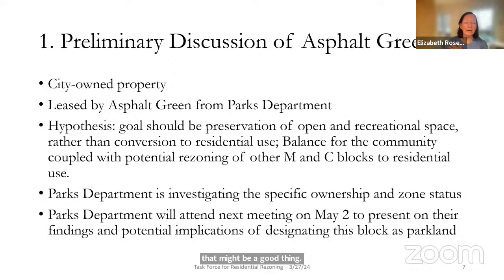I don't think anybody, certainly not the goal of this task force, is to remove Asphalt Green as an organization. And I don't want to suggest that with this hypothesis in any way, shape, or form. I think the question is, how do we as a community ensure that this space stays open and for recreation purposes over a very long period of time? And understanding whether a parkland designation would make sense for that, would accomplish that goal, and would keep this space active as it has really been revitalized over the past, I don't know, 20 or 25 years. That's what we're trying to understand.